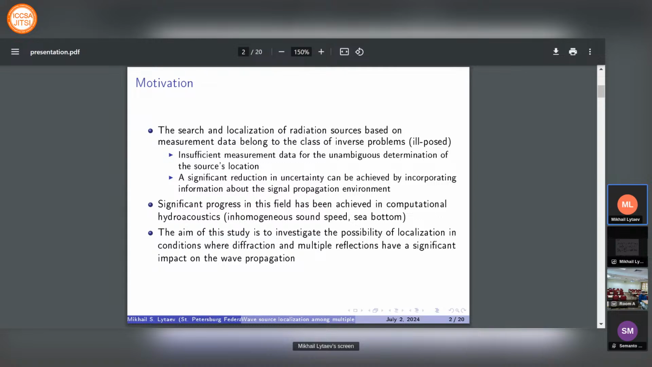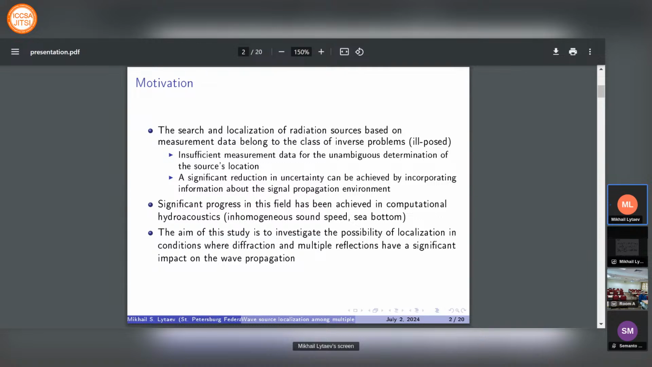Practical difficulties. A significant reduction in uncertainty, and hence an increase in localization accuracy, can be achieved by incorporating information about the signal propagation environment. This approach requires knowledge of the propagation environment in each specific case, as well as complex mathematical models that simultaneously account for an arbitrary environment and inhomogeneous measurements.